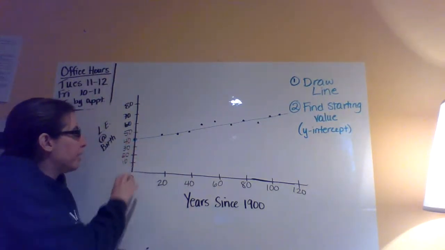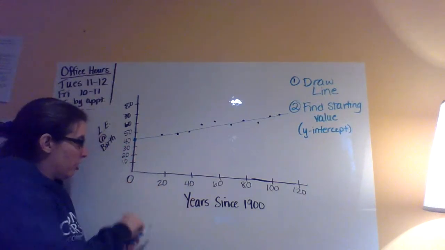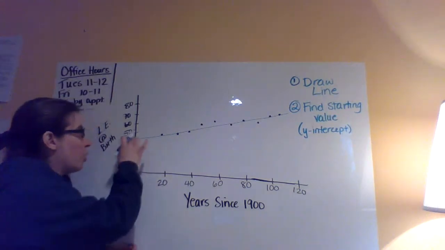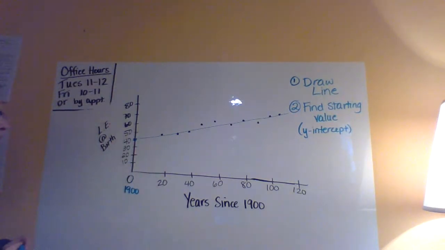For here, the 0 is how many years since 1900. So this is actually going to be for a baby born in 1900, what was the life expectancy, right? That's the beginning of this data that we're looking at. So we want to find the starting value.